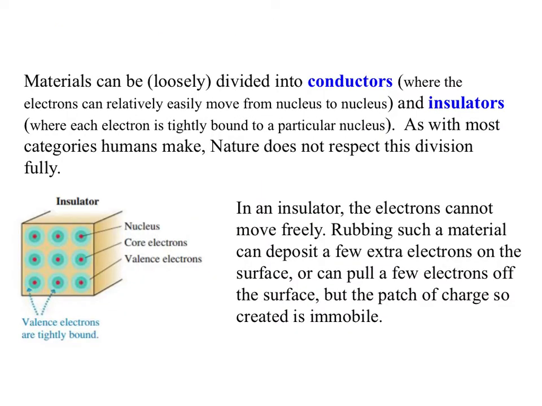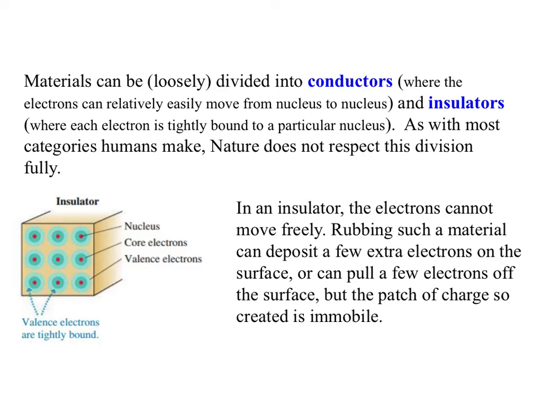All right, materials can be loosely divided into conductors and insulators. Conductors have electrons in them that relatively easily move, and so they can jump from nucleus to nucleus, while insulators have electrons tightly bound to a particular nucleus. As with most categories that humans make, nature does not really respect this division. There are things that are weak conductors that are almost insulators. There are things that are weak insulators and are almost conductors.